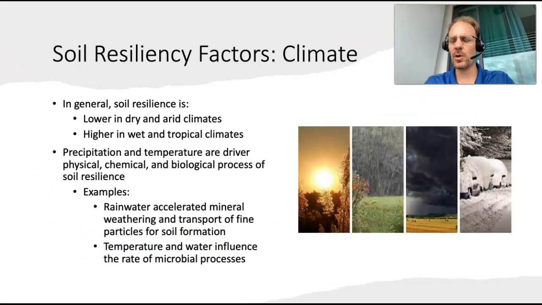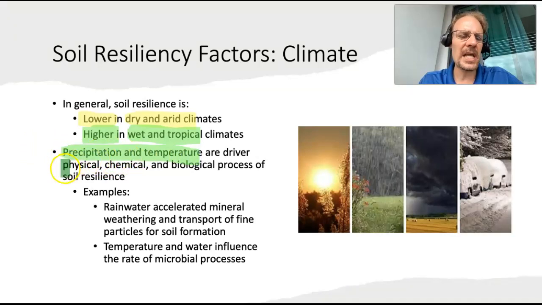And we hinted to some of this earlier when we talked about dry and arid versus wet and tropical climates. And I said in general, soils that come from arid regions are going to have low soil resilience, and those that come from wet or tropical climates tend to have higher resilience. Now again, those are in general. We can always have differences. And the reason is precipitation and temperature greatly influence physical, chemical, and biological processes.